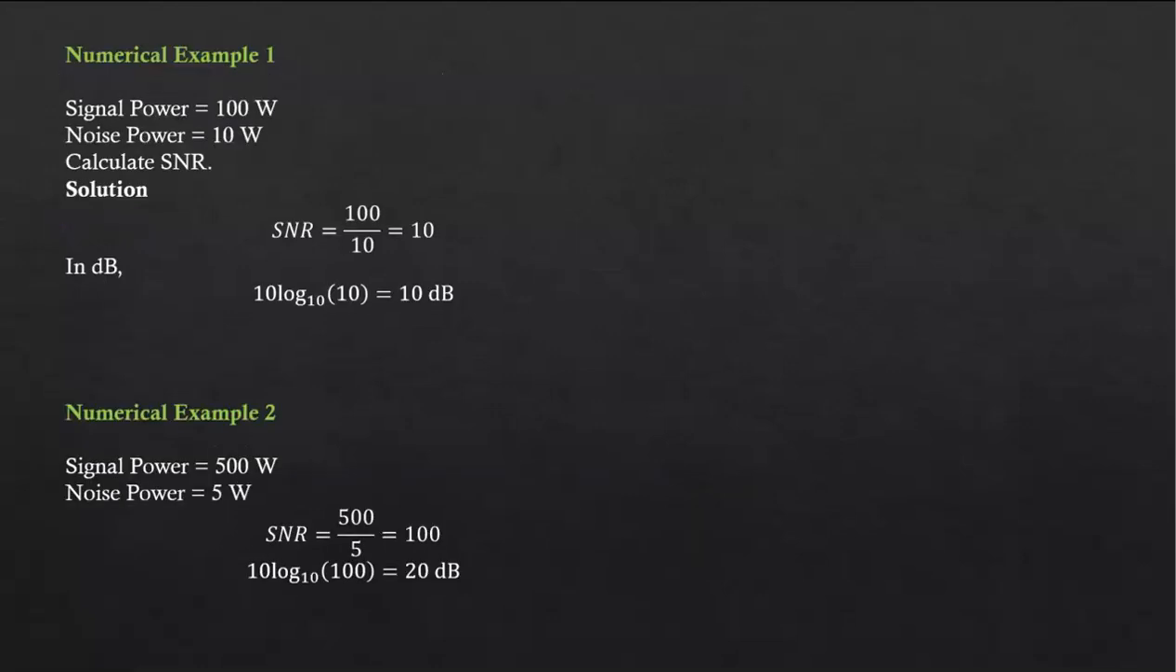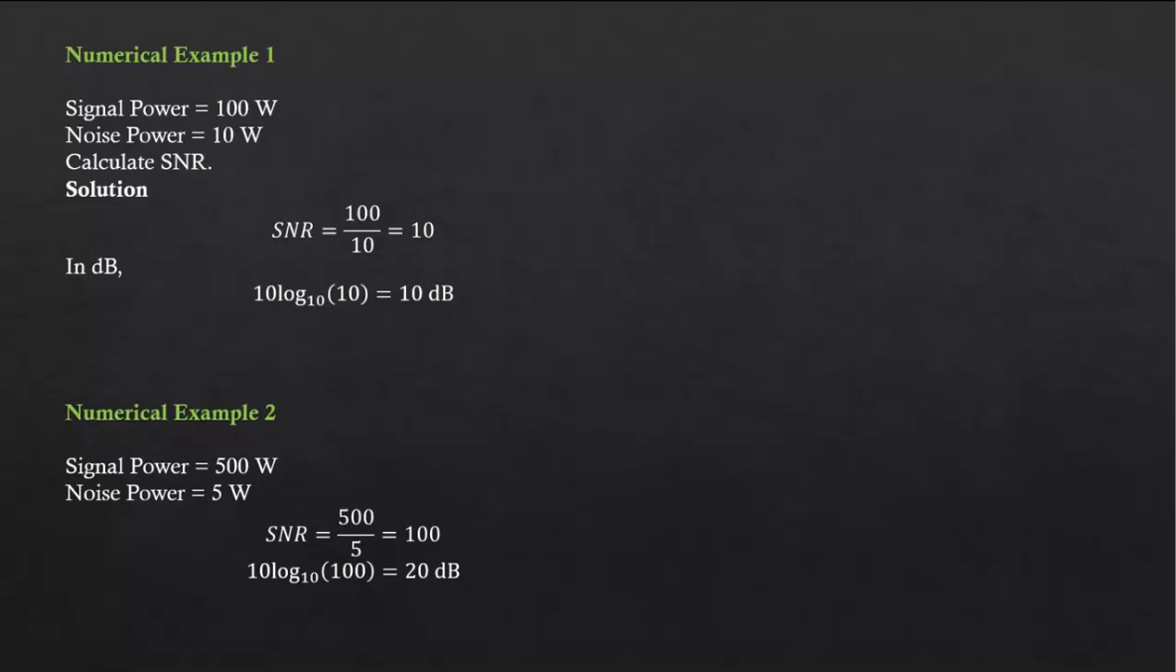Let's do a quick calculation now. If a signal power is 100 watts and noise power is 10 watts, SNR will be equal to 100 divided by 10, that is 10. In decibels, that becomes 10 dB. What if signal power jumps to 500 watts while noise power drops to 5? SNR becomes 100. In dB, it is 20.